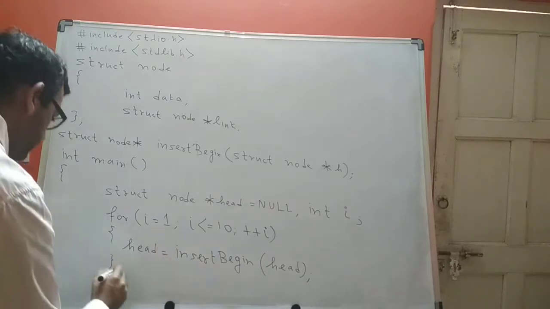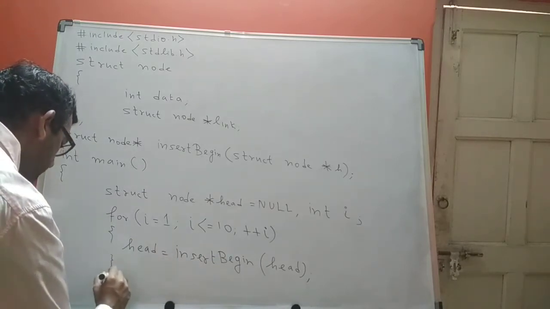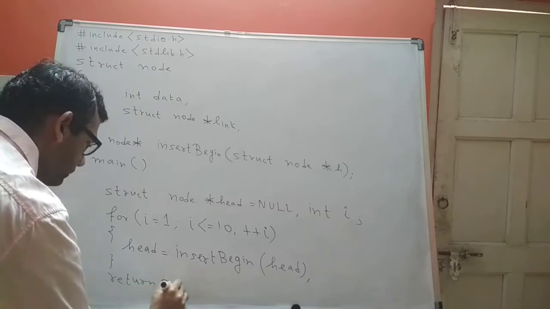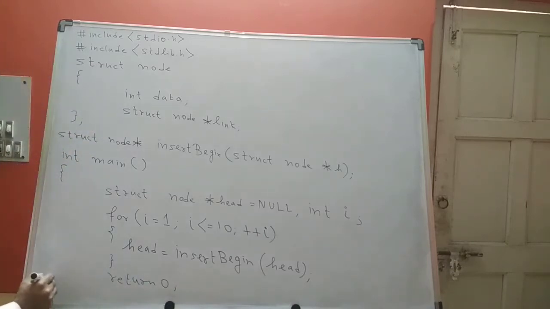Okay. So I've written down the main method. Now after this, I'll simply write return 0. And this will bring an end to the main method. So what I would suggest is you pause the video and copy this down. I'll move on to defining my insert begin function. Okay.